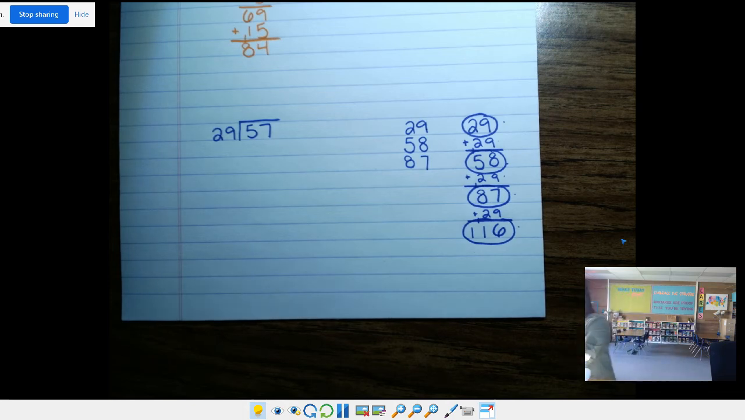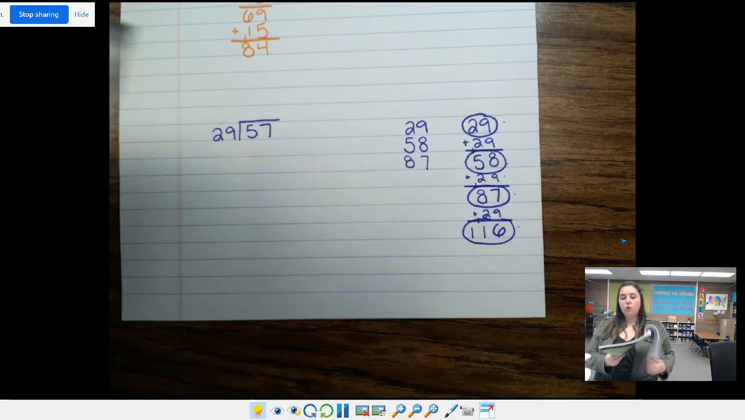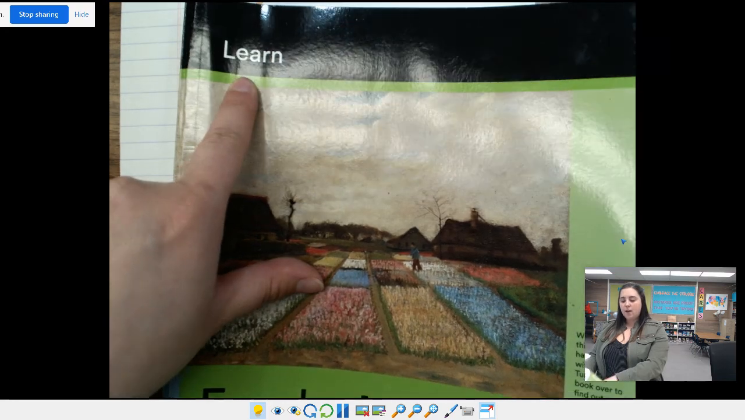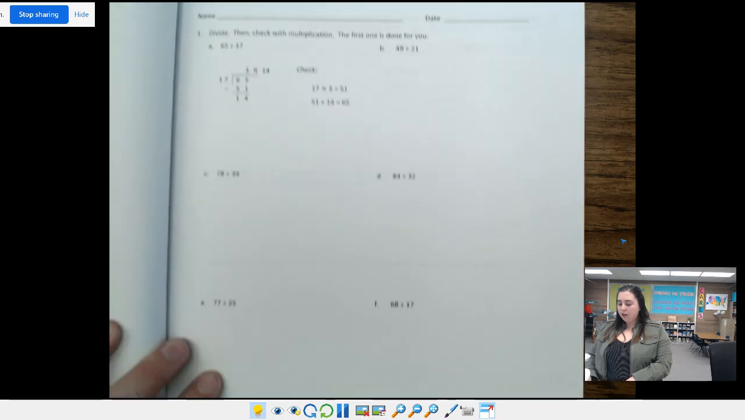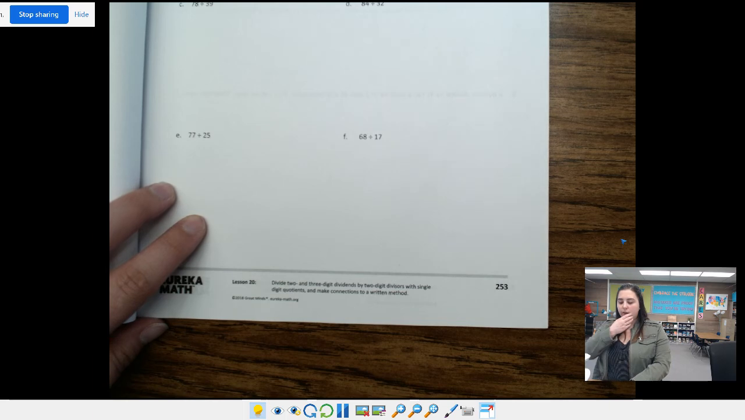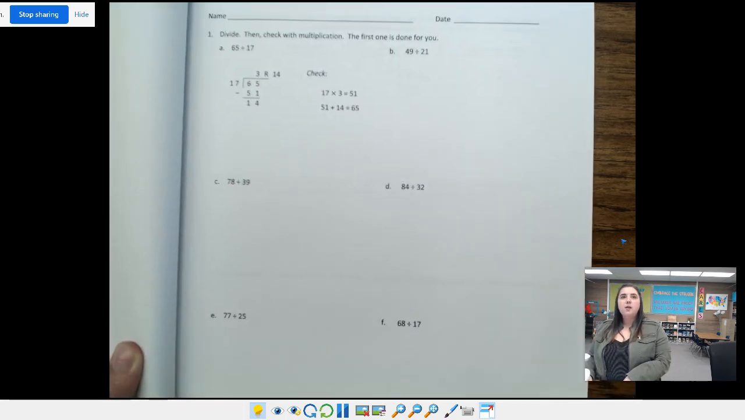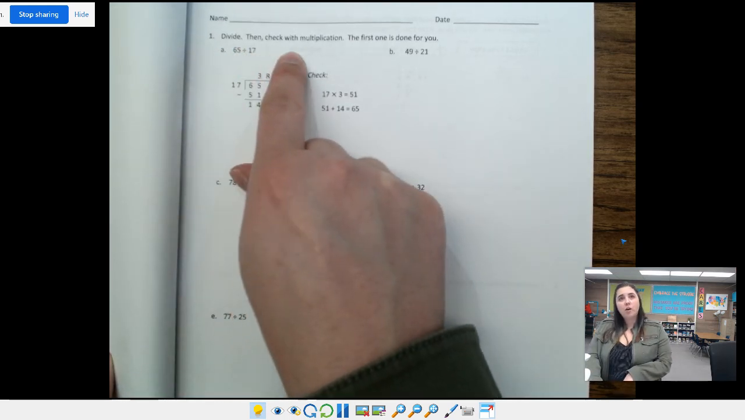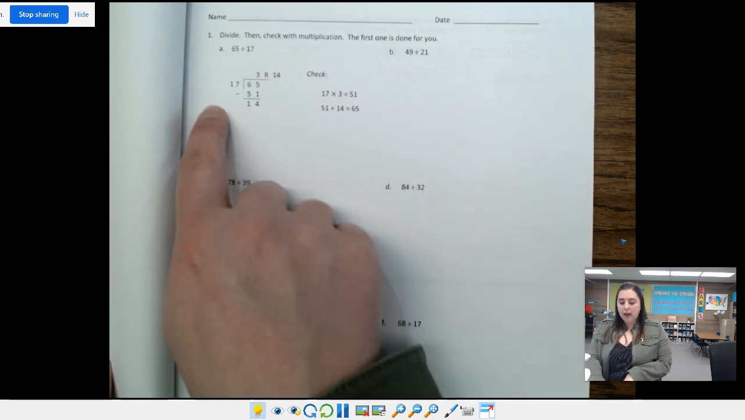Okay, your independent practice for today, there we go, is in your Blue Spine Learn book. And we are flipping to the Lesson 20 problem set. It's on page 253. It's the same practice we did yesterday, just new numbers. So the directions say, again, divide, then check with multiplication. The first one is done for you. So A, they did for us.